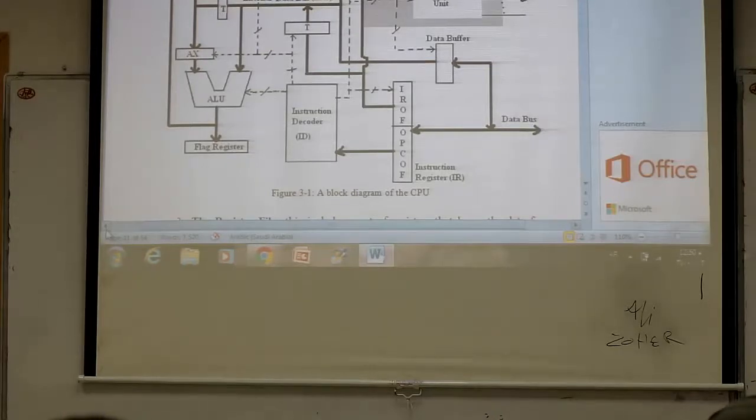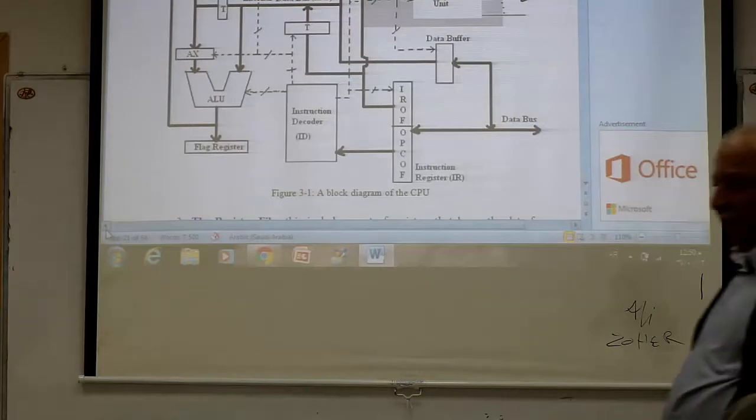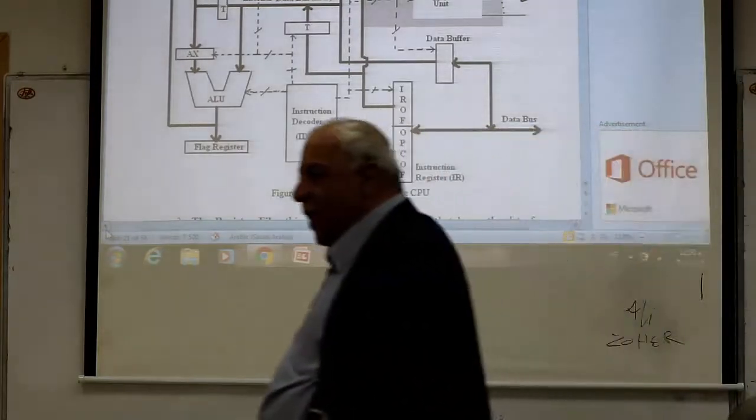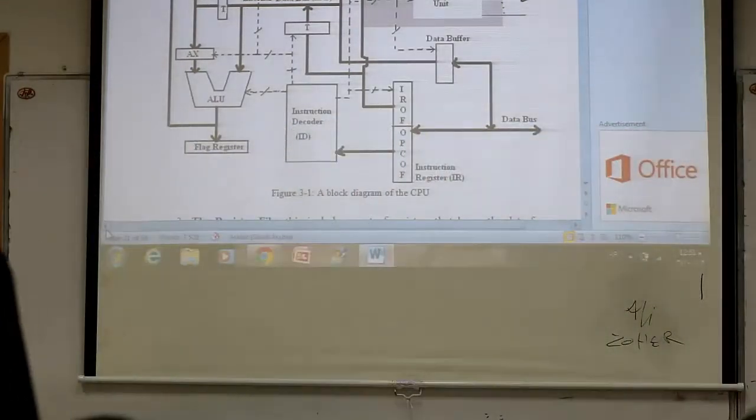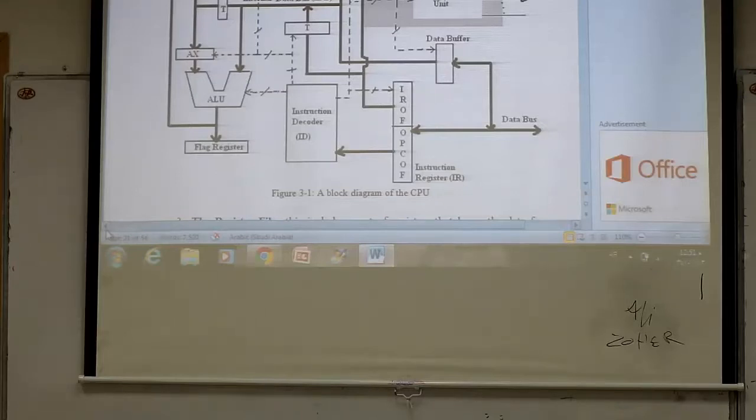CPU. The main function of the CPU is to execute the instructions. What are the instructions? Memory. So the programs, the instructions of the programs, they reside in the memory. And the CPU executes them. How does it execute them?